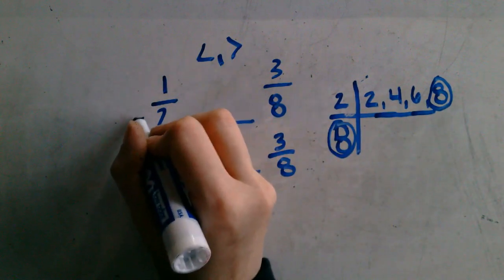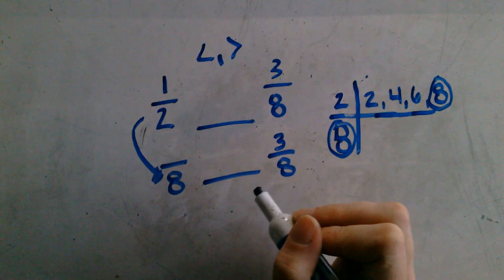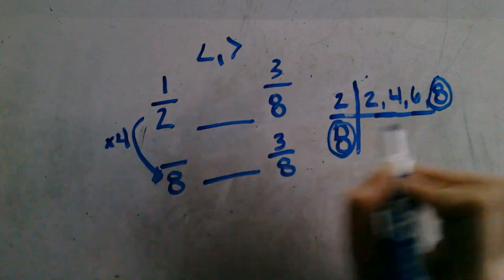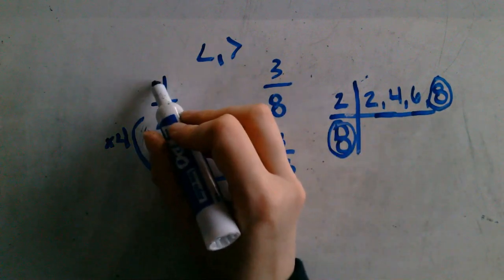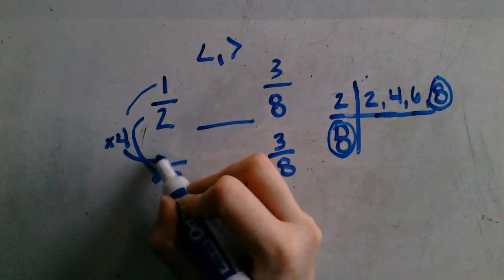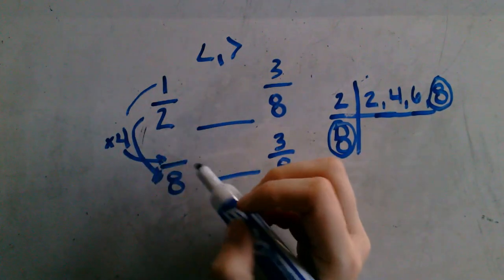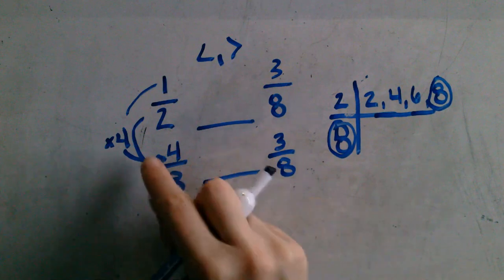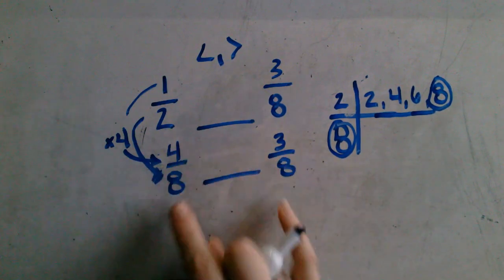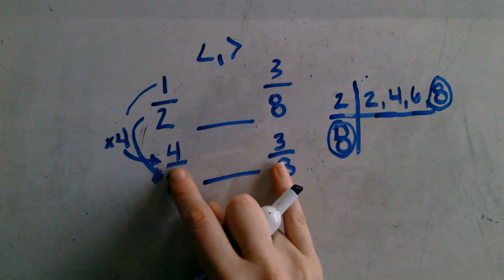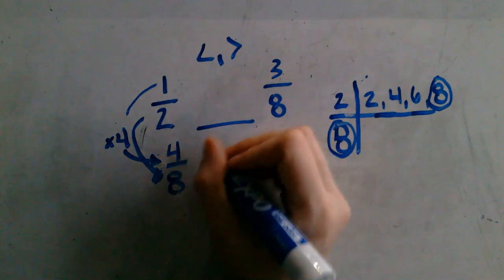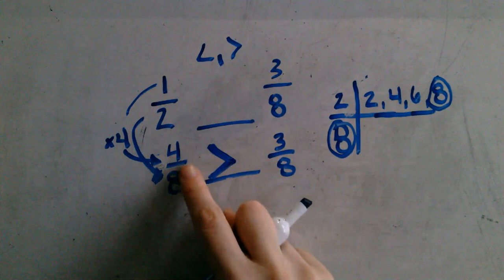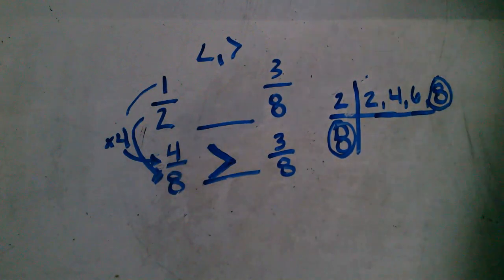We need to make an equivalent fraction to 1/2. I can think what I multiply 2 by to get 8. I do 2 times 4 to get 8. Since I multiplied my denominator by 4, I have to do the same to my numerator. What's 1 times 4? 4. Nicely done. Now we can just look at our numerators to compare our two fractions. What's the bigger number, 4 or 3? 4 is the greater number, so I am going to want to put the greater than symbol to show an open mouth towards the 4.